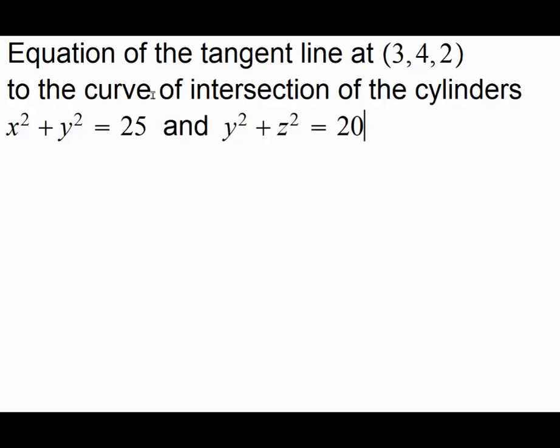Now we would like to write the equation of the tangent line at the point (3, 4, 2) for the curve of intersection of these two cylinders. First notice that 3 squared plus 4 squared is 25, so we are fine here. And then 4 squared plus 2 squared is 20, so each one of them is okay.